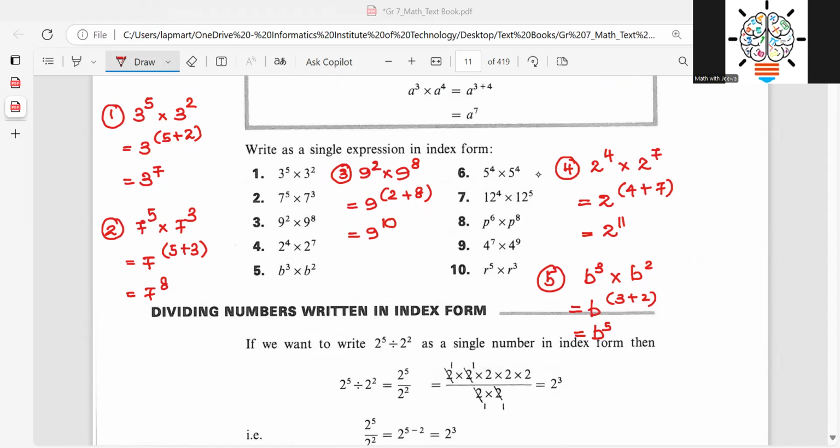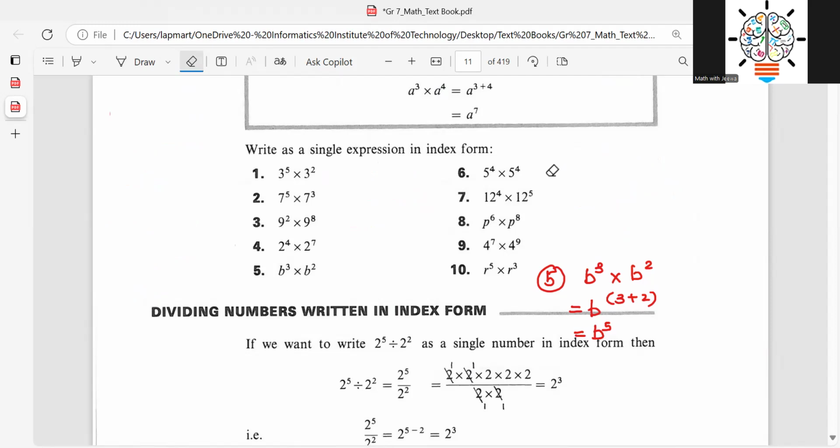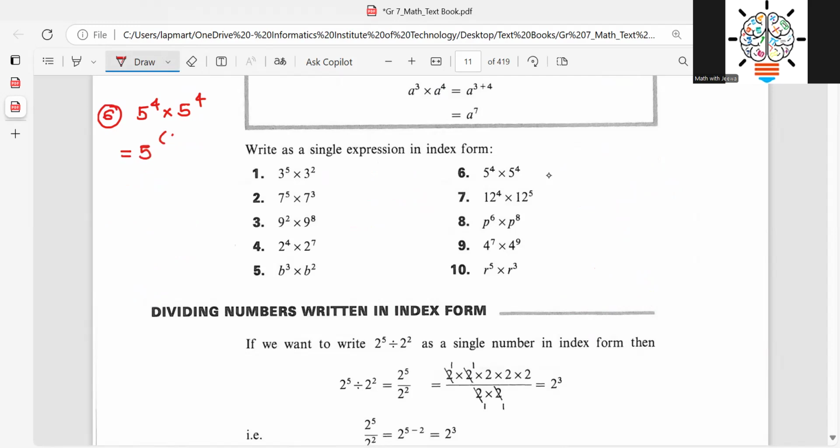Right. Then we will move to the next set of questions, question number 6 to 10. The same thing we want to do when we are writing the answers. All of them are multiplications, and we just want to look at the base value. If the base values are equal, we can just add the indices. So here, 5 to the power of 4 times 5 to the power of 4. Then I just add the indices, 4 plus 4, and it gives me 5 to the power of 8.